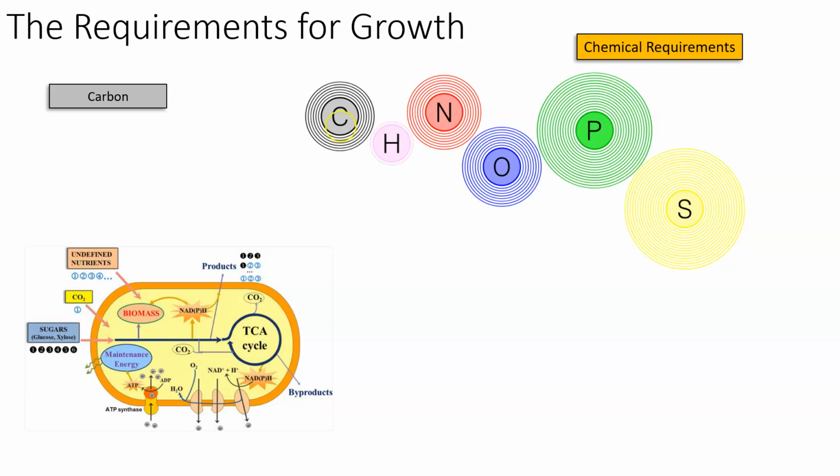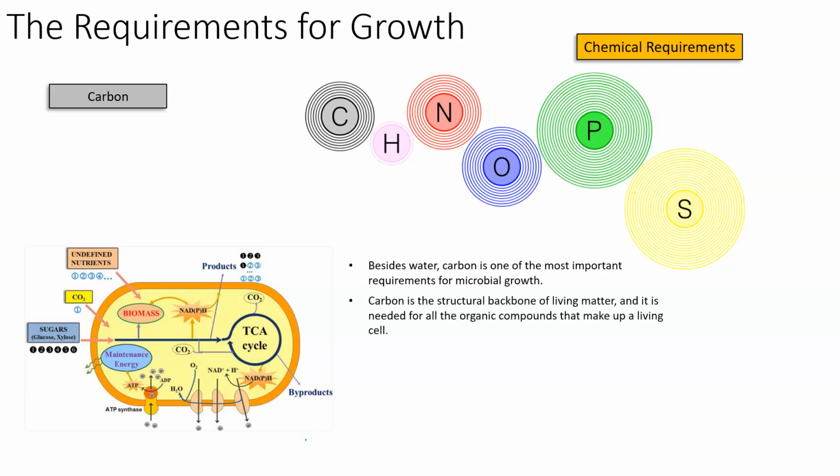Now, carbon is obviously the first one up, and it is by far one of the most important requirements for microbial growth, because all of the microbial metabolism and all of the metabolic activities that happen in both prokaryotic and eukaryotic cells are dependent on carbon. Carbon is the structural backbone of basically all organic compounds that make up all cellular components. If we're talking about DNA, it's carbon-based. Proteins are carbon-based. Glucose and different sugars for energy production are all carbon-based. A lot of the structural and functional materials within the cell are based on carbon.